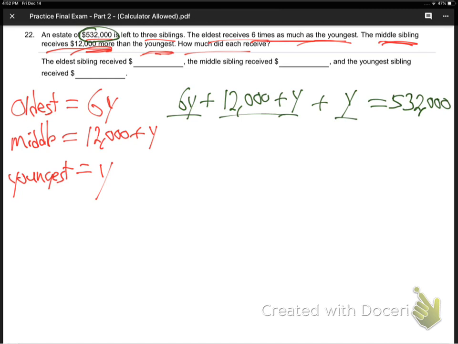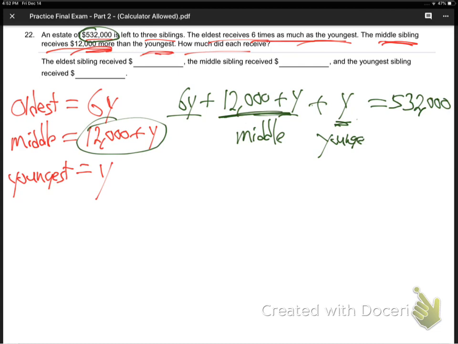It's easy to accidentally leave out this other y, because you might look, oh, I got the oldest, the middle, the youngest. There they are, got them all. But no, that's not right, is it? Because the 12,000 plus y, those two things are the middle. So you need a separate y to be the youngest. And over here, this is the oldest. So don't forget about that separate y. It's easy to do that.